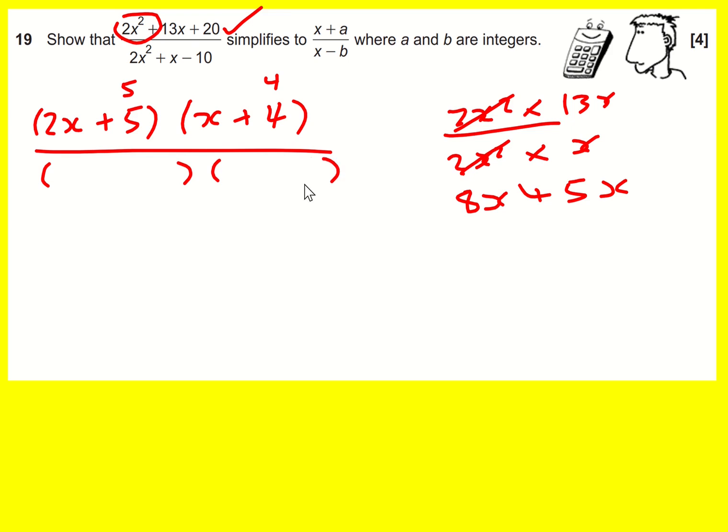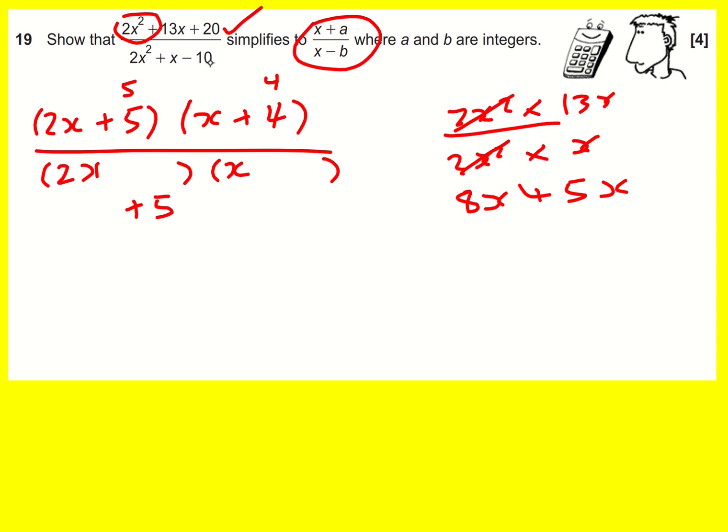Now, at this point, I think I'm in a really good place because they've kind of told me the answer even. They've told me I'm going to get x plus a, and I've got an x plus a, and on the bottom I'm going to be left with an x minus b. So I'm going to guess that this is going to be a plus 4. I won't write it in for the moment, but I'm just going to go for it as my first little starting point, because especially since it's a factor of minus 10.